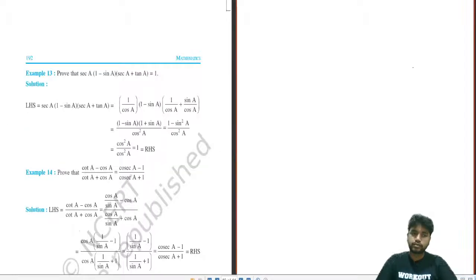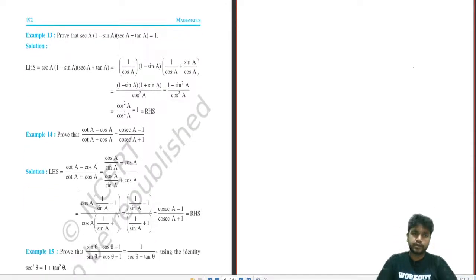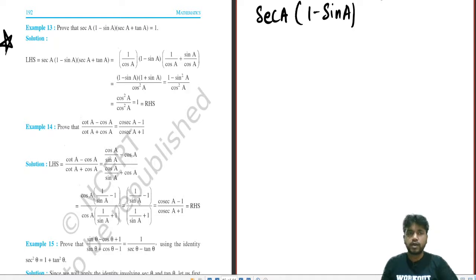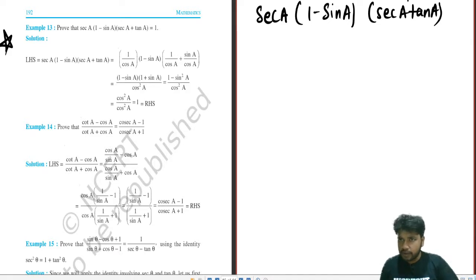Okay, moving on further. The question says number 30. We are dealing with the sum number 30. Okay, we'll write the sum first over here. It is given as sec A into (1 minus sin A) into (sec A plus tan A), and I think I have not written a plus over here due to tan, and we have to prove that it is equal to 1. So obviously we'll pick up the LHS part.